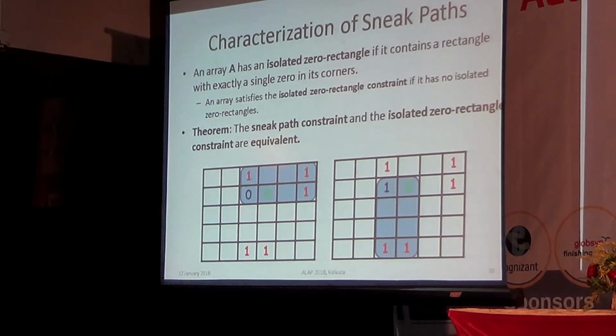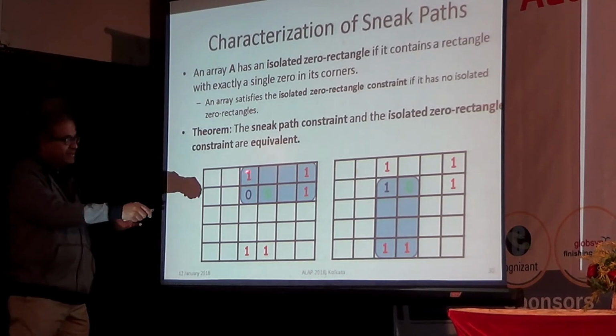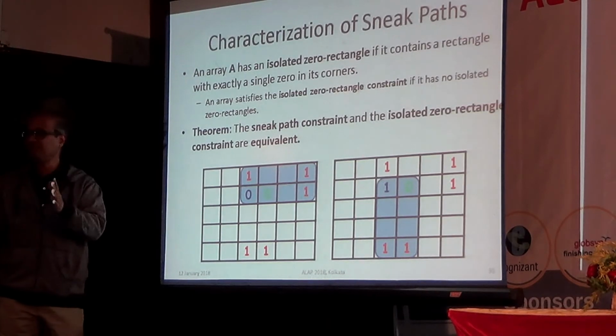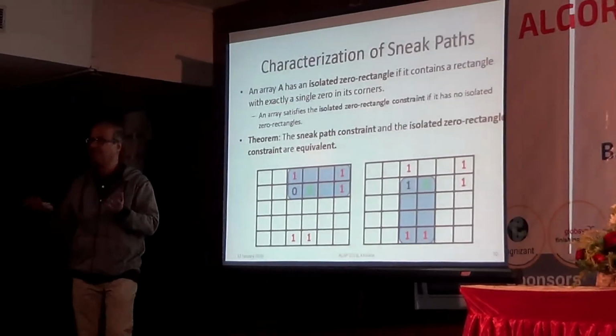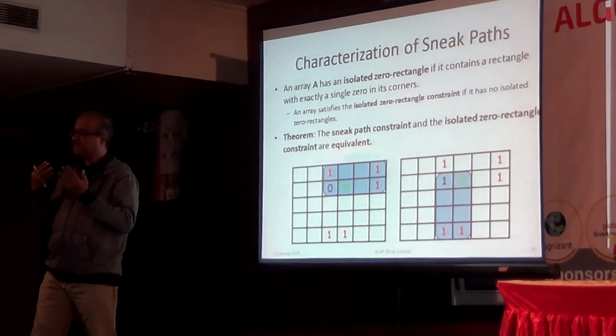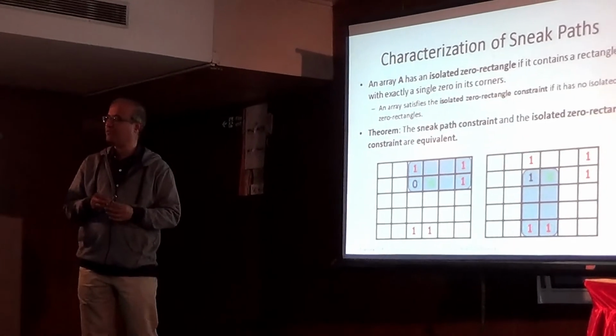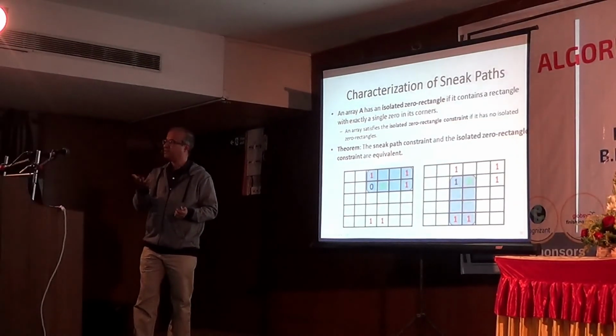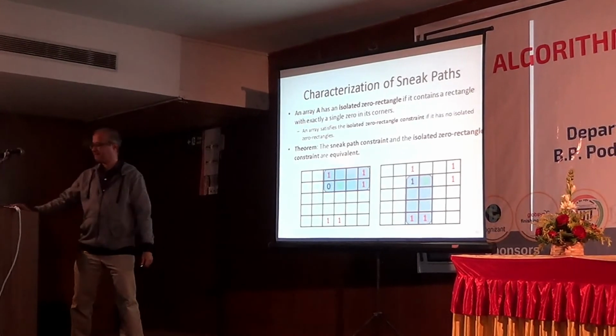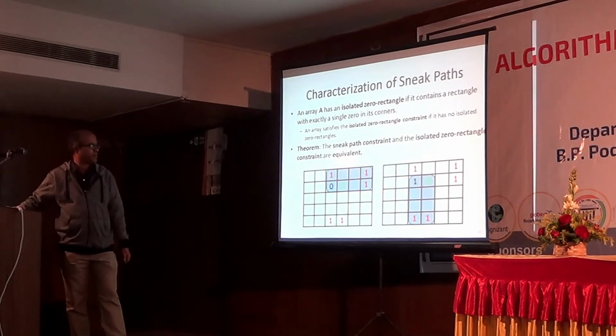So if you can design the crossbar, store the values in such a way that such isolated zero rectangles will never occur, then it is guaranteed that the snake path problem will not affect your readout operations. Right? Okay. Now let us come to the crossbar.